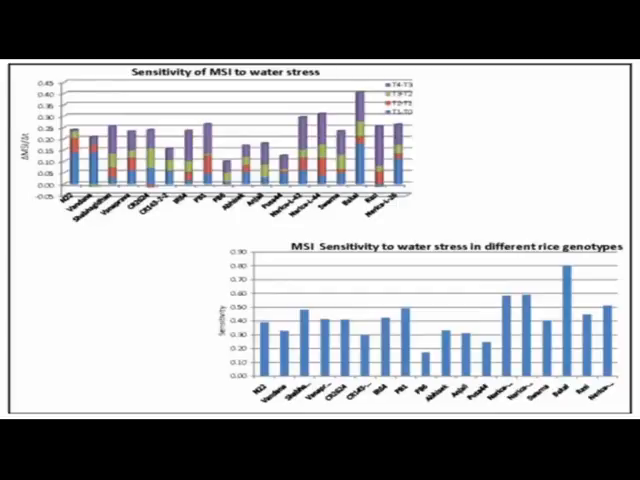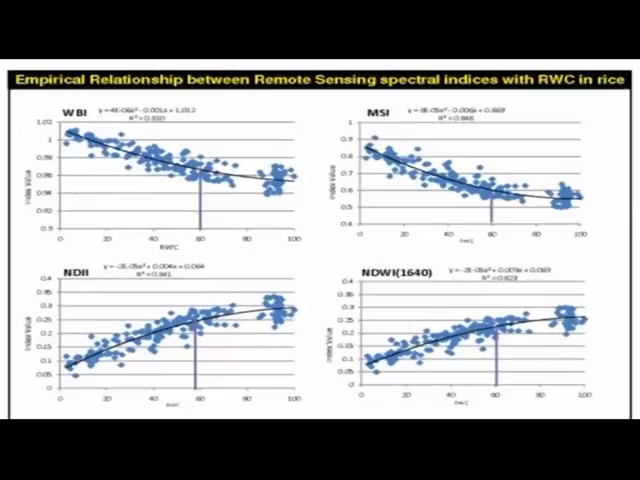So out of these 18 genotypes, one can choose the one having the low value of sensitivity index, which is good for drought-prevalent regions to grow that variety. So having those sensitive bands, you can develop the prediction models. These are the prediction models that were used: water band index, moisture stress index, NDII, NDWI, and these are the R-square values, and this is what you could see.